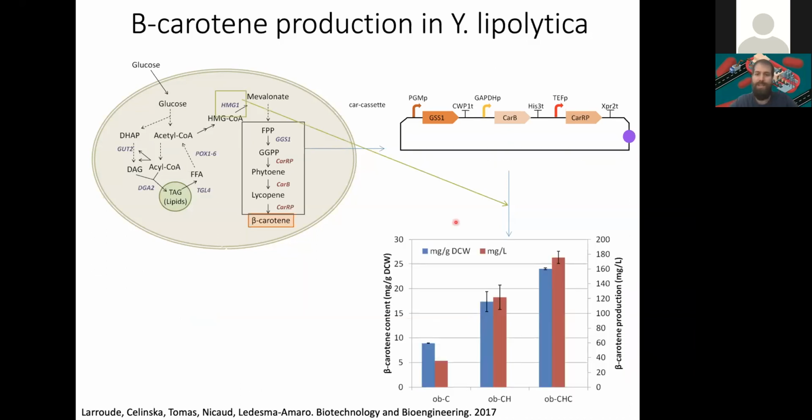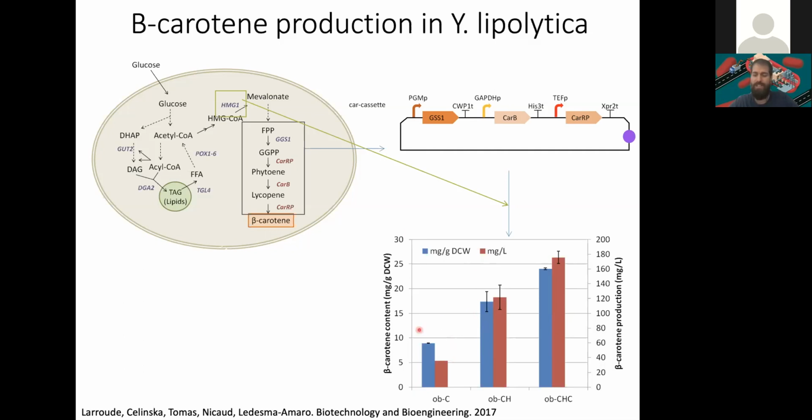We were able to produce beta carotene, and we wanted to produce more to be able to reach titers that could potentially be applied in industry. And something that we knew from research in other organisms like Saccharomyces cerevisiae is that the HMG1 gene, one of the genes in the mevalonate pathway, is tightly regulated. So if you overexpress a truncated version of it that doesn't have feedback regulation, it normally increases the flux in this pathway. So we did that.